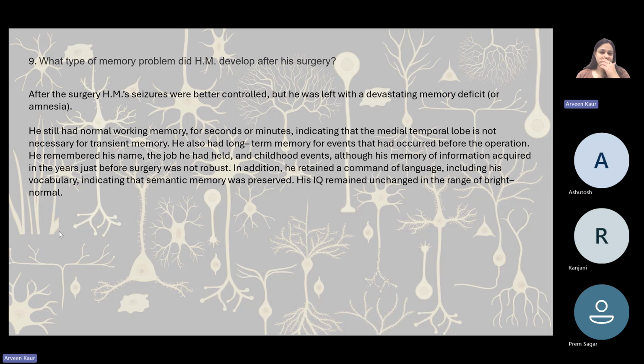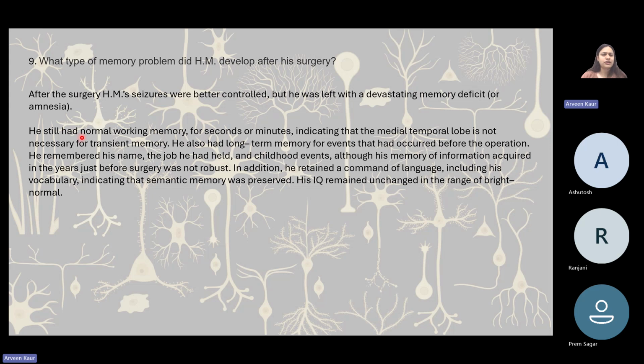So after this was done, the seizures were better controlled, but he was left with a devastating memory deficit or amnesia, right? So what happened? Amnesia was actually better understood after this case report came to light. In this patient's case, he still had normal working memory for seconds or minutes, indicating that the medial temporal lobe is not necessary for transient memory.